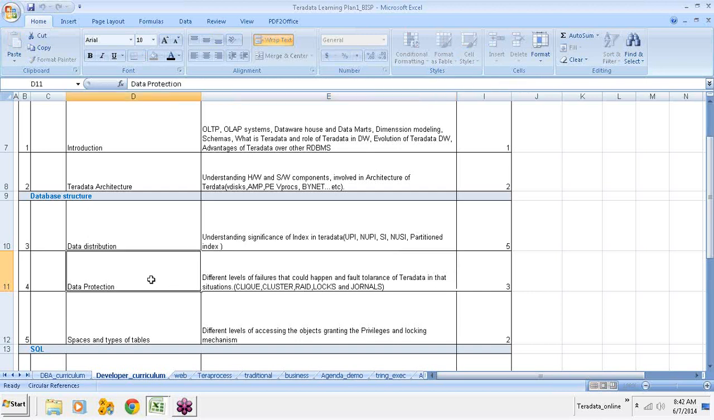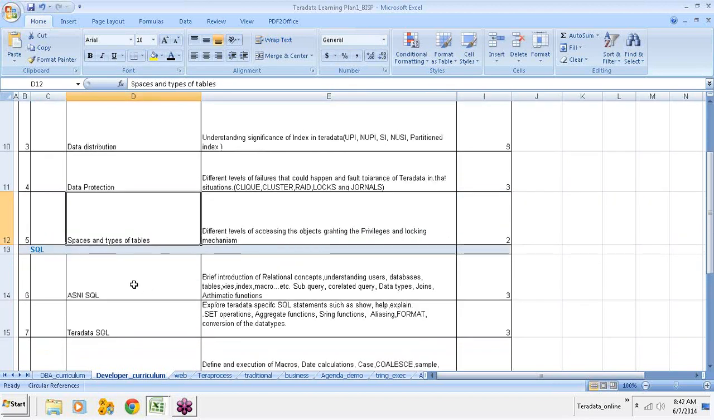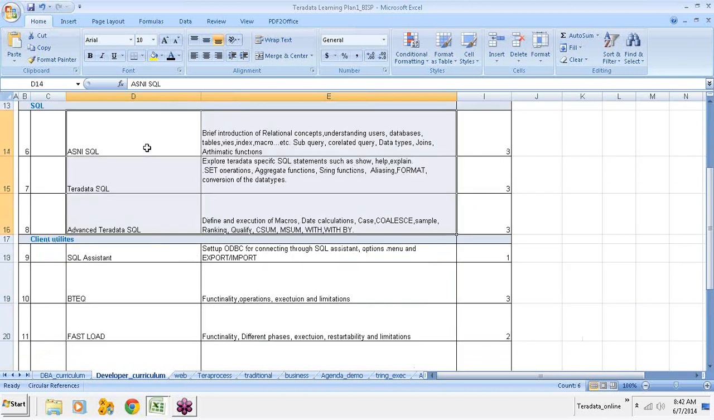So we'll discuss all those concepts here in data protection, and then the spaces and tables, the terminology of spaces and tables, and then the SQL. Then we will start the SQL, the comparison of ANSI to Teradata. What are the differences? What are the new features added in Teradata in the SQL? What are the extensions of the Teradata SQL?